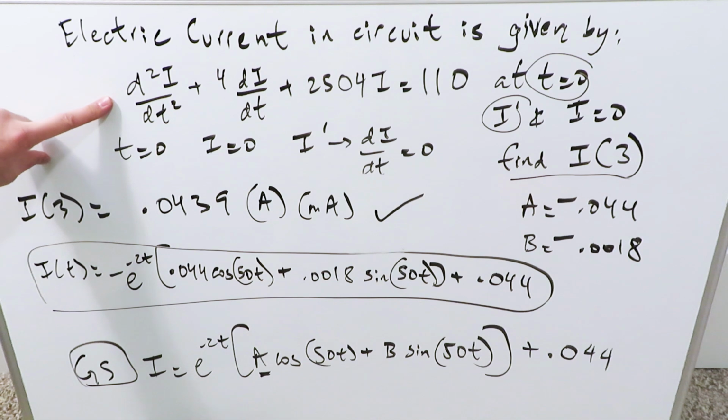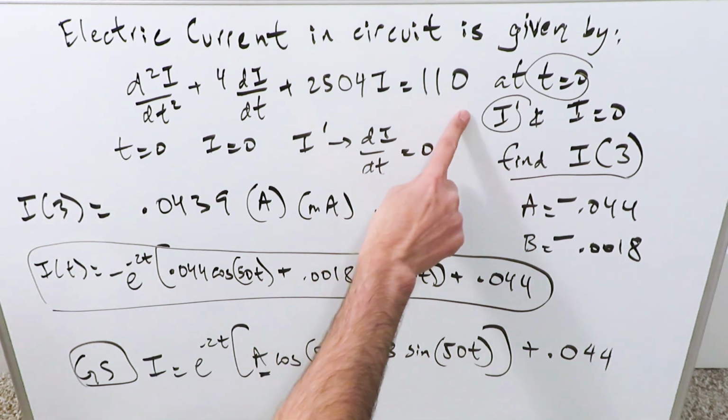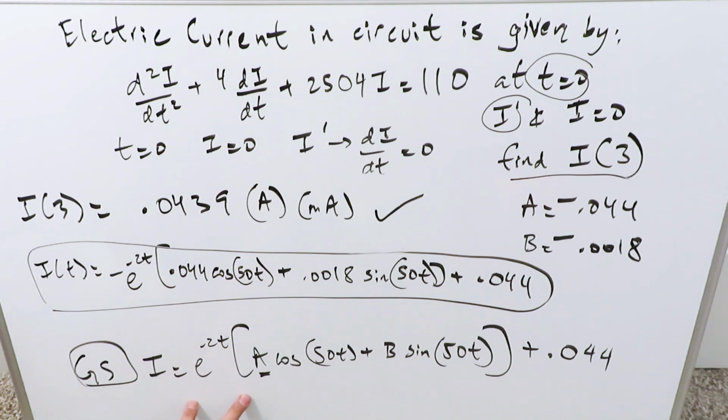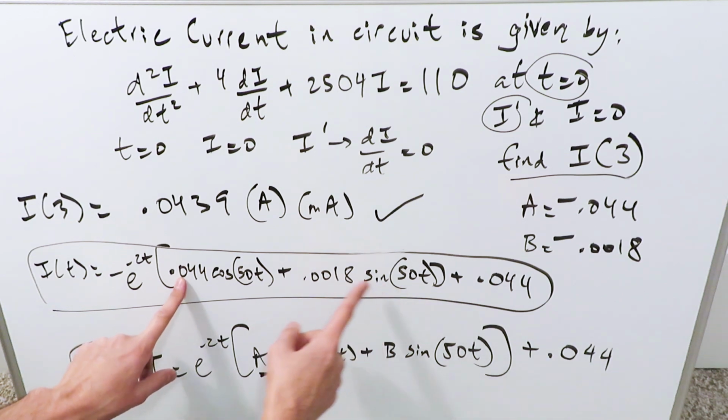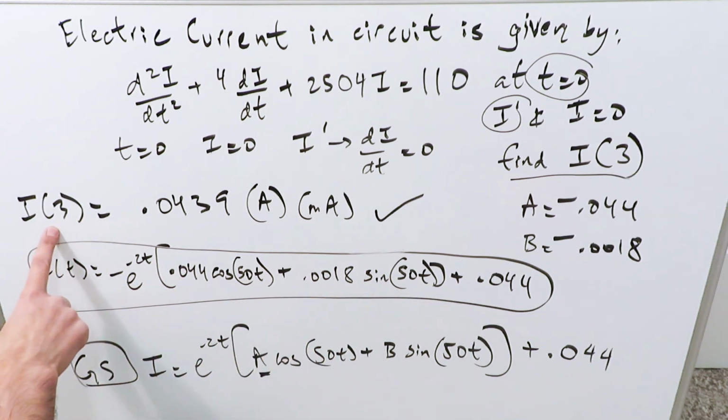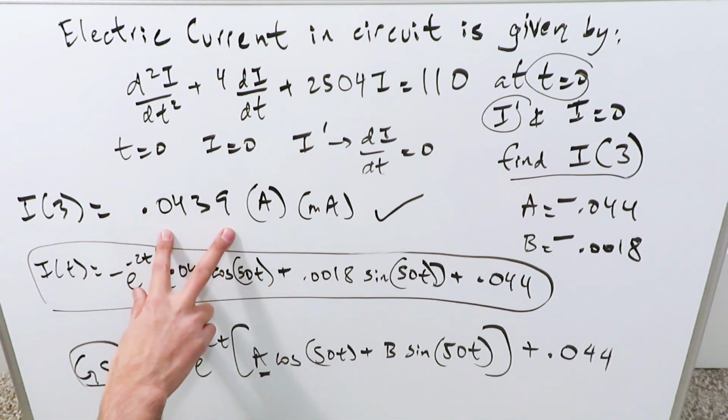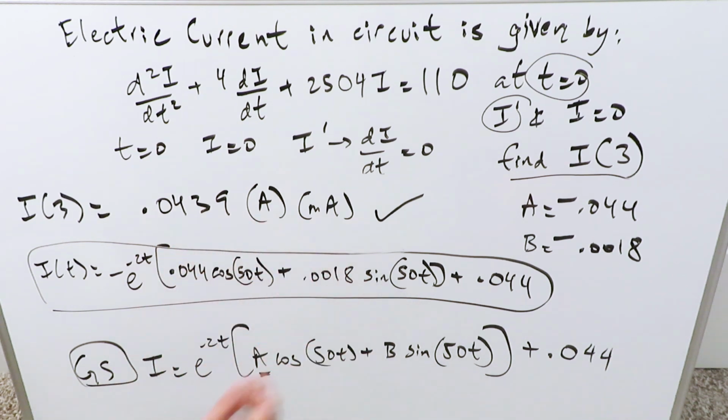Using the second order differential equation, the procedures for solving non-homogeneous, and these boundary values, we were able to convert our general solution into an actual solution, a specific solution, which you see right here. The constants were solved out. Using this expression here, then we were able to determine the current at time 3, 0.0439 amps or milliamps, whatever the unit might have been. But the question is done.